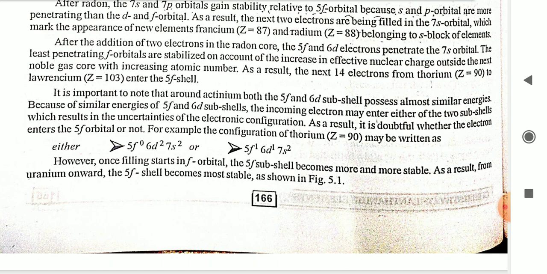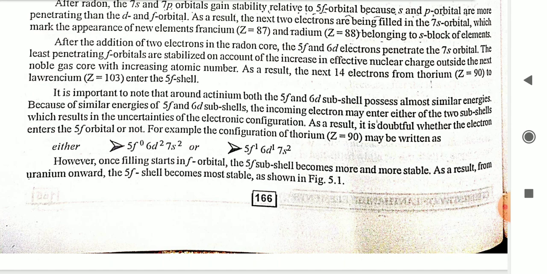As a result, the next 14 electrons, from thorium, Z equal to 90, to Z equal to 103, enter the 5f shell. It is important to note that around actinium, both the 5f and 6d subshells possess almost similar energy. Because of the similar energy of the 5f and 6d subshells, the incoming electron may enter either of the two subshells, which results in uncertainty of the electronic configuration. As a result, it is doubtful whether the electron enters the 5f orbital or not.